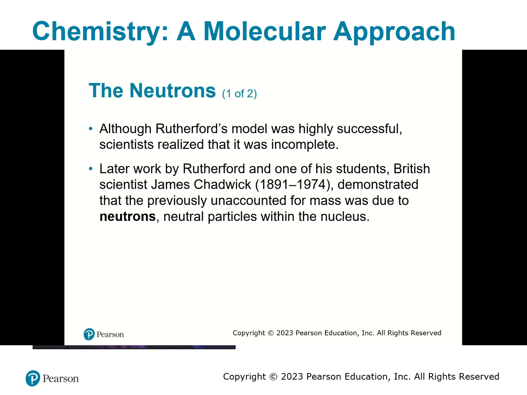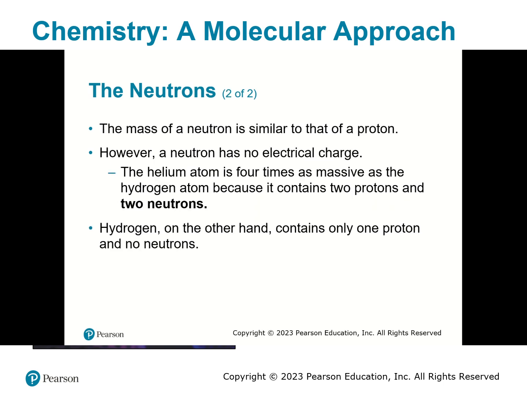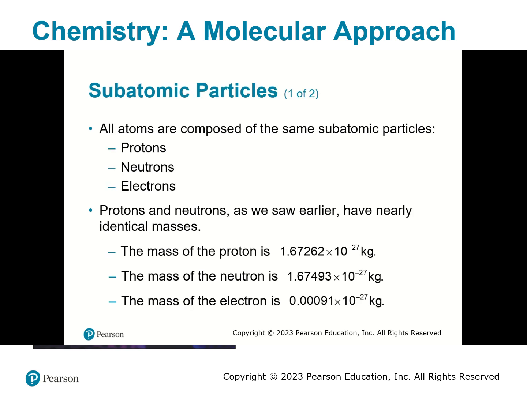The Rutherford model explained a lot, but not everything. Atoms were heavier than expected. Later, James Chadwick discovered the missing piece, the neutron. Neutrons have mass similar to protons, but no charge. This explains why atoms of the same element could have different masses. So now we know atoms contain three main particles: protons, neutrons, and electrons.